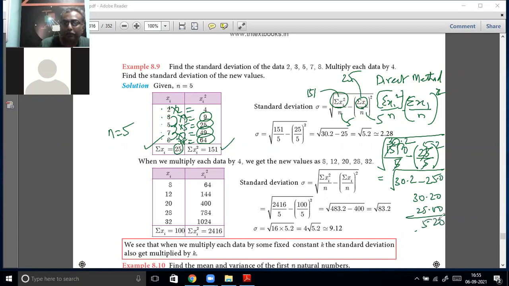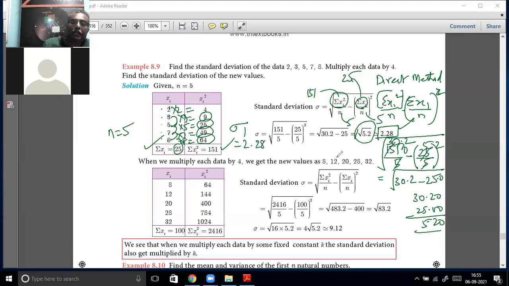0.20, 5.20. What is that? That is why you get 5.20. Square root of 5.20. Now that you find in calculator, you will get 2.28 as the answer. So sigma 1 is 2.28.